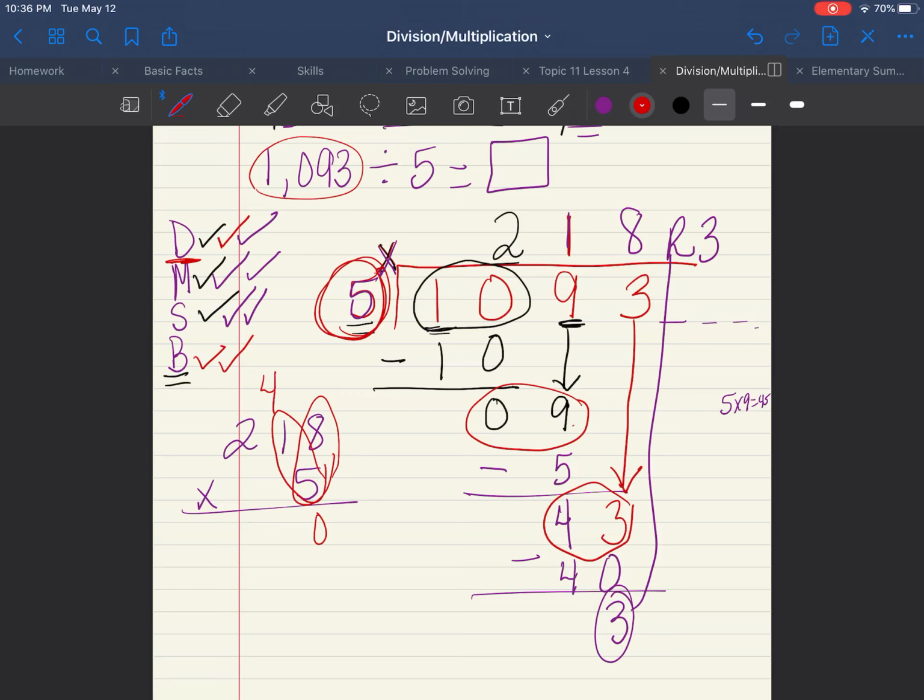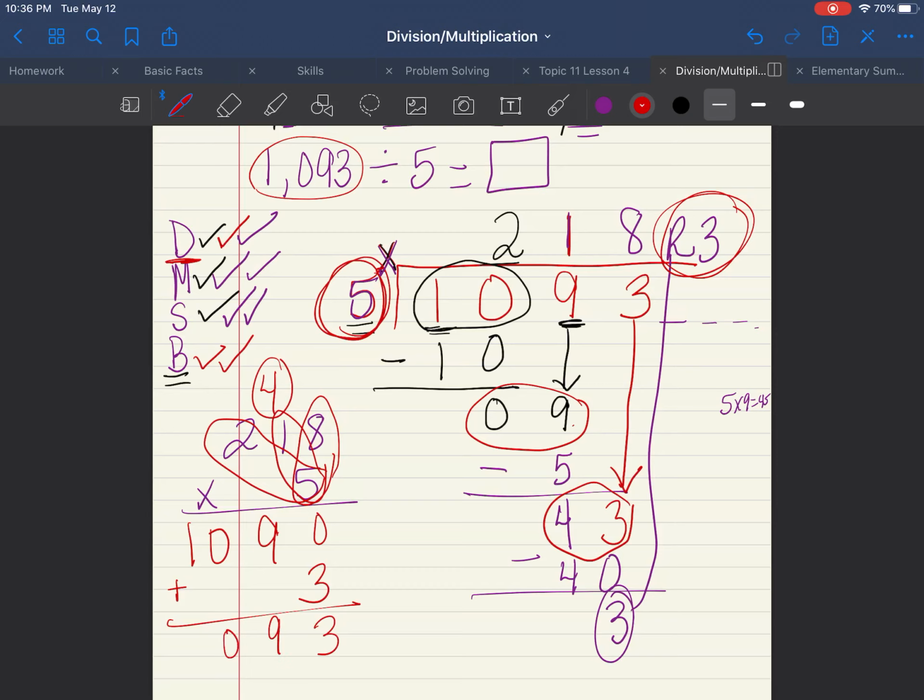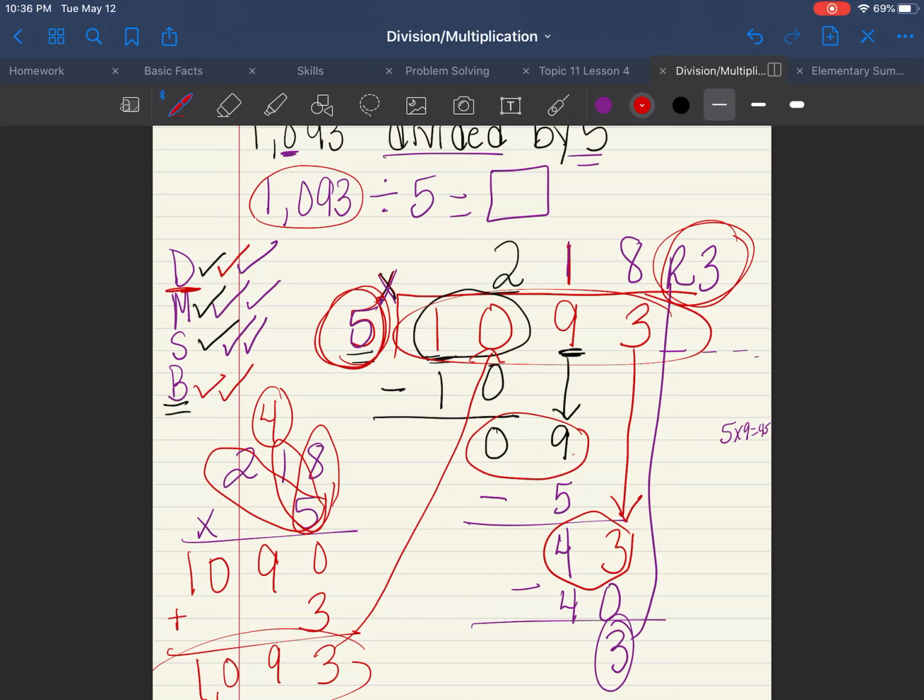Let's go ahead and check our answer. So we have 218 times 5. 8 times 5 is 40. 5 times 1 is 5. And 4 is 9. 5 times 2 is 10. Remember, we had a remainder 3. So I'm going to add it. 3 plus 0 is 3. 9 plus nothing is 9. 0 plus nothing is 0. And 1 plus nothing is 1. So notice that we got the same dividend.